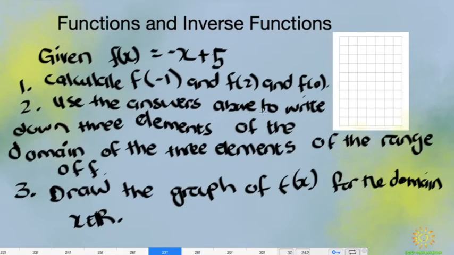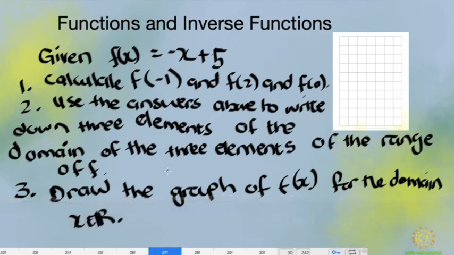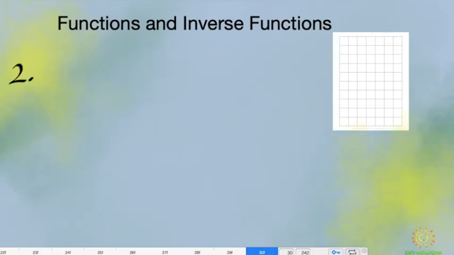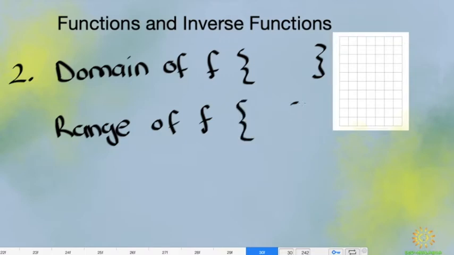use the answers above to write down the 3 elements of the domain, x values. I'm going to keep emphasizing, if you know it, please just bear with me, and the range is y values. So I'm going to write down 3 elements of the x values and 3 elements of the y values. This is really easy because we've already calculated it, so we just need to remember, essentially, and I think it's very important, what they mean when they say domain and what they mean when they say range.